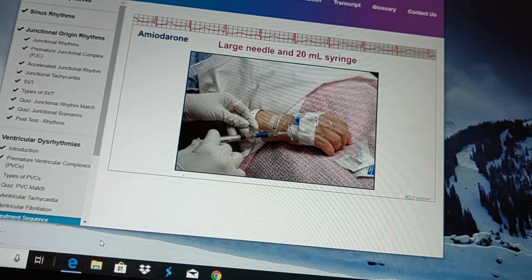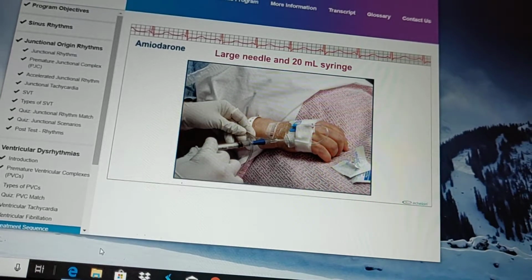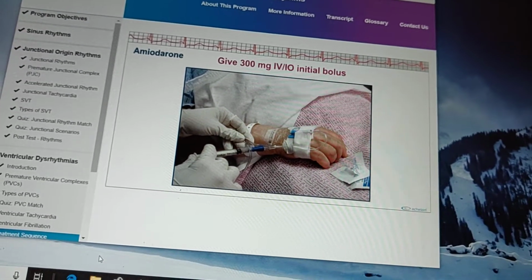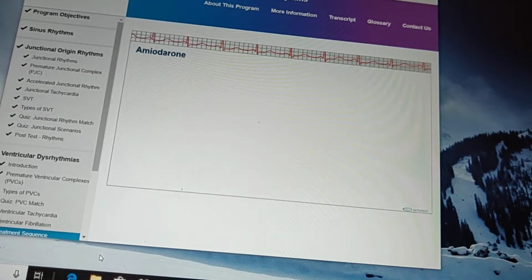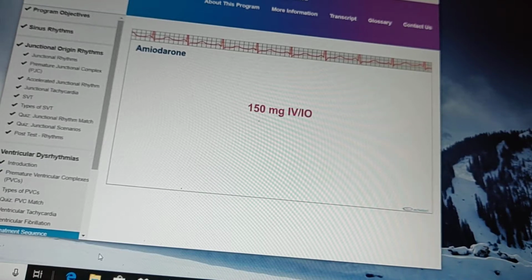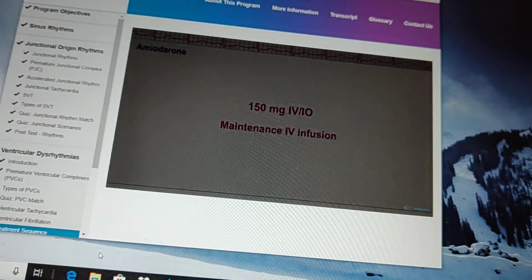To use it, you will need a large needle and a 20 milliliter syringe. Administer 300 milligrams IV IO for the initial bolus, and an additional dose of 150 milligrams IV may be given in 3 to 5 minutes if necessary.